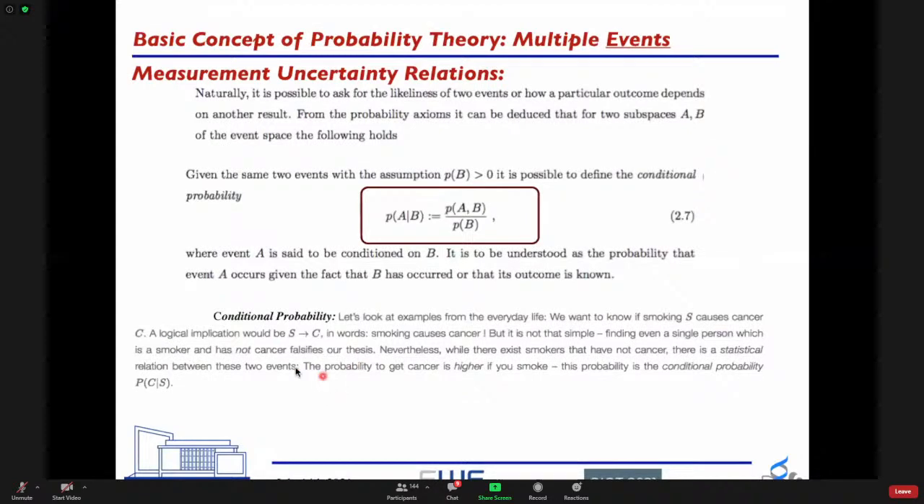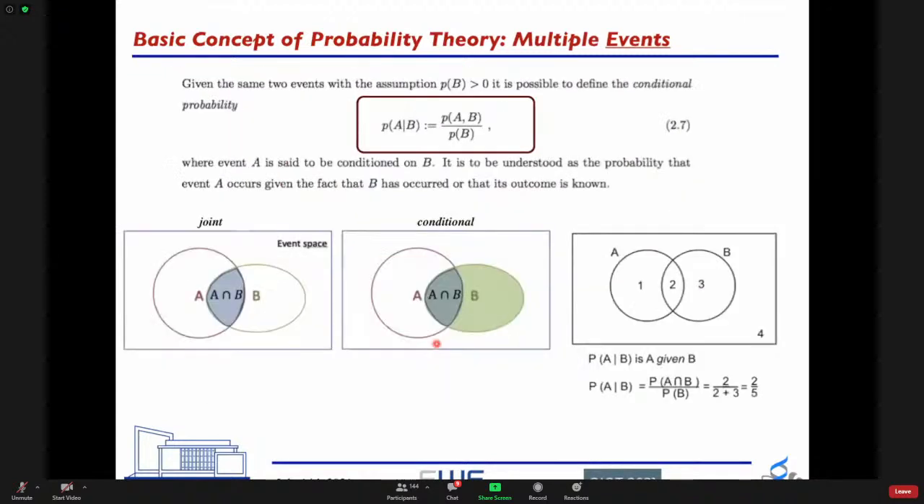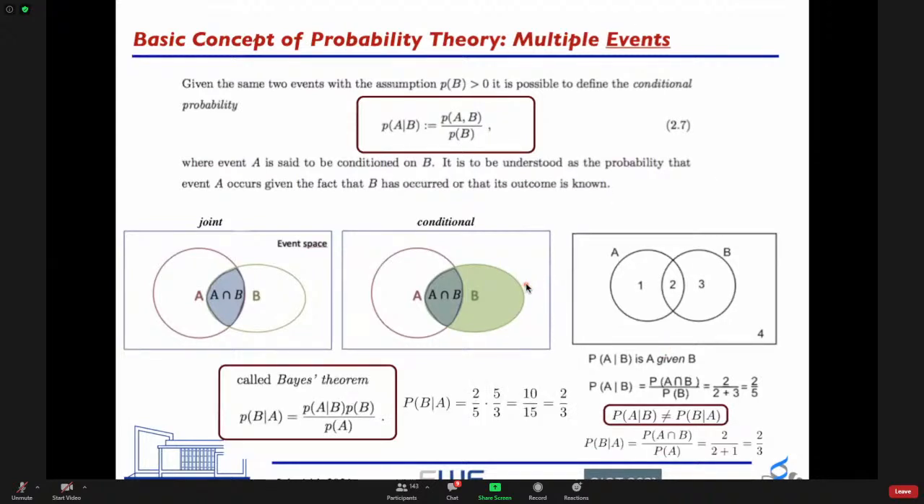There's a very short, simple example of it. So what this means in daily life: if you smoke, you are likely to get cancer. But simply stating that smoking causes cancer is too easy. In that case, you only need to find one person that smokes and does not have cancer, and then this statement would be wrong. But what is correct is that the probability to get cancer is higher if you smoke. And this is expressed by the conditional probability, which is given here and tells you the probability of a joint event given that one event is certain, or you can see it here on the event space. It's just a very simple example, which we will skip now. It just tells you the same with numbers.